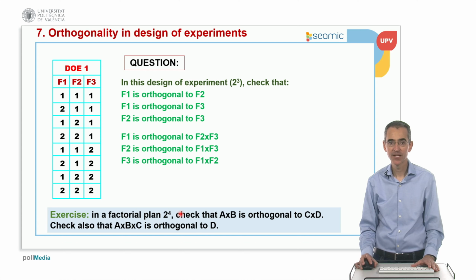Okay, so as an exercise, you can check that in a factorial plan 2 power 4. This is a way to say that we have 4 factors tested at 2 levels. So if we multiply, in total we will have 2 power 4, which is 16 treatments, which is 16 values. In that case, we can also check that the double interaction between A and B is orthogonal to the double interaction between C and D. And we could even check that the triple interaction is orthogonal to the simple effect. This is something that I leave as an exercise for you.